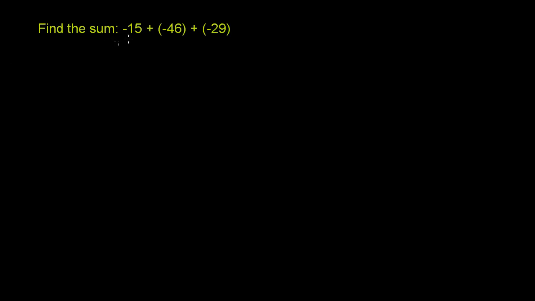Find the sum of negative 15 plus negative 46 plus negative 29. Now to do this, let's just first visualize what each of these numbers looks like. So I'm going to draw a number line for each of them. Negative 15 might look something like this.